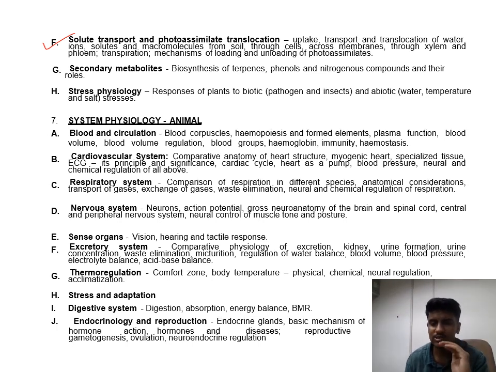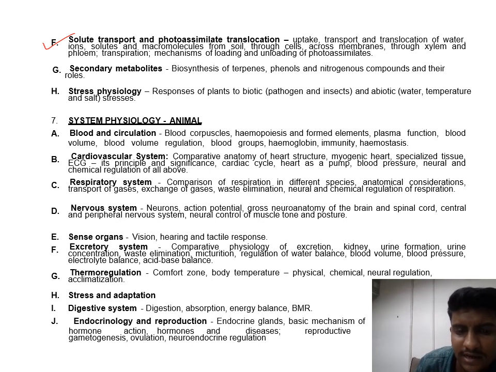Primary consumer, secondary consumer, carnivores, herbivores. Bergmann's rule, Allen's rule, right? So all these rules are very frequently asked.